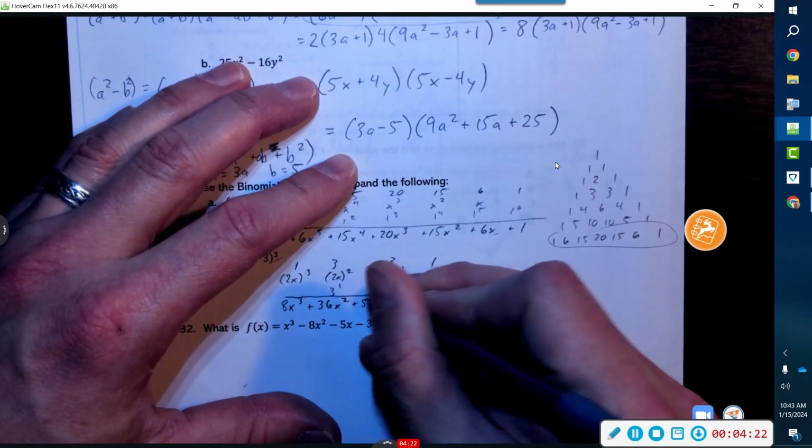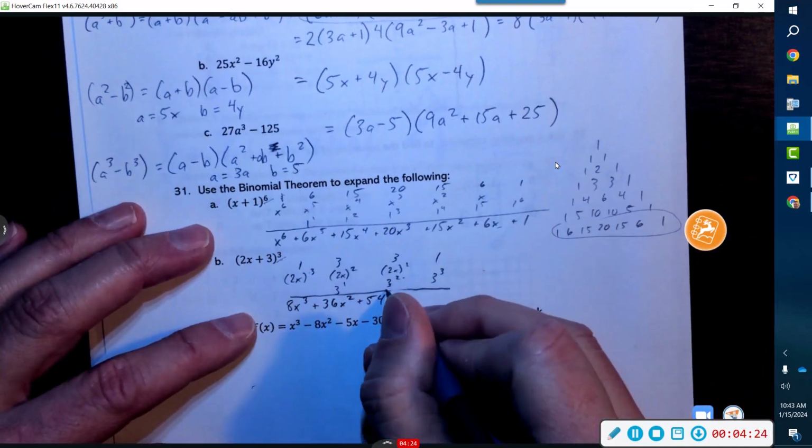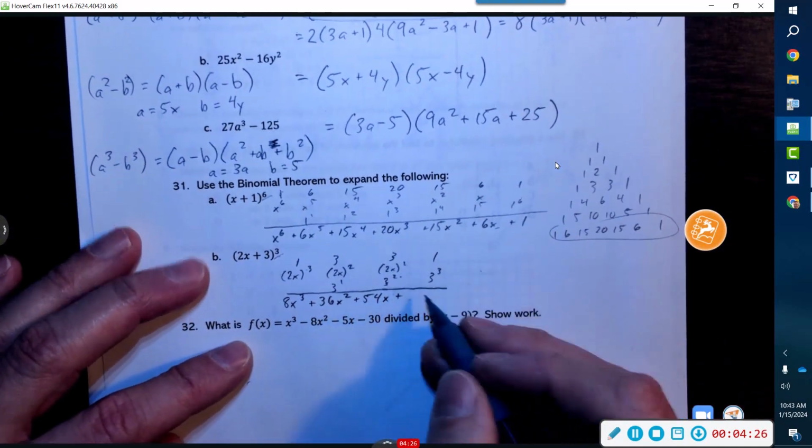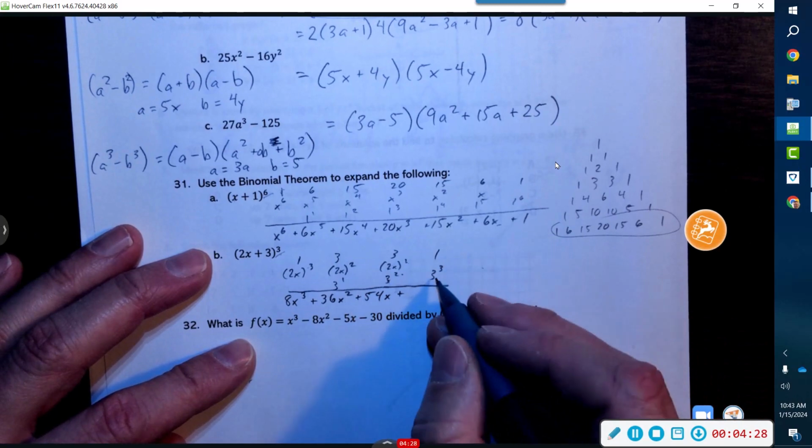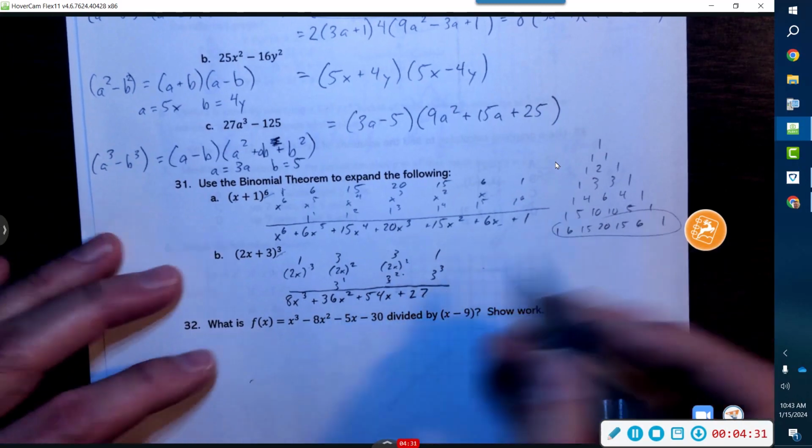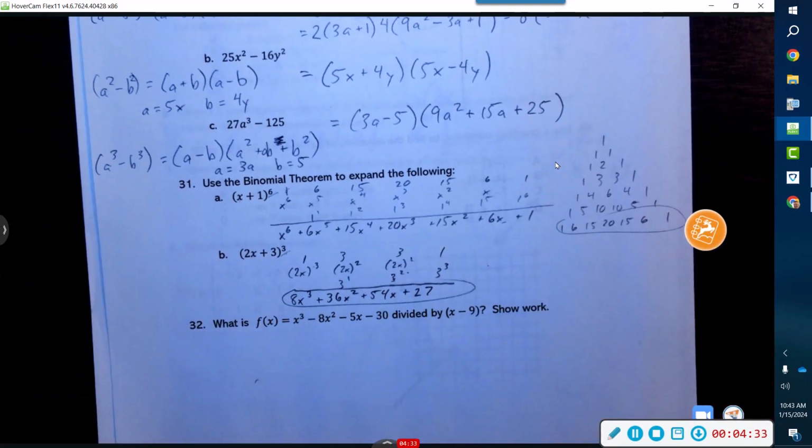That's why I used pencil for this one. Okay, and then this guy at the end, there's no x anymore. He's just going to be 3 to the 3rd, which is 27. So that is our final answer. Okay?